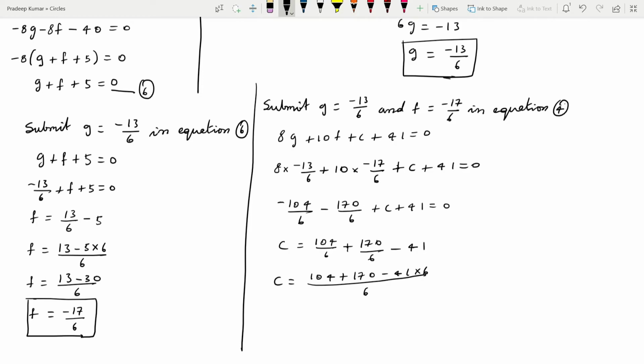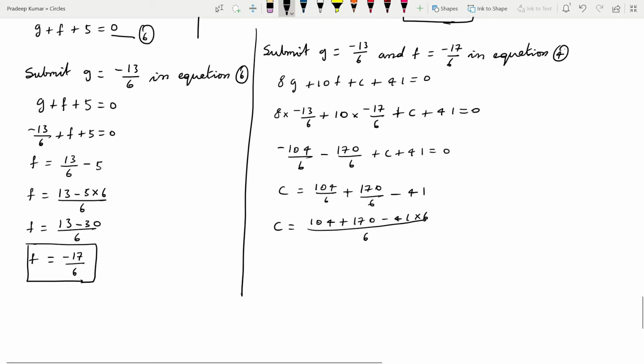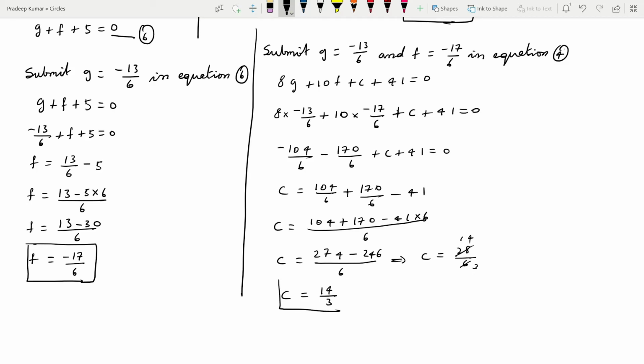So together, this is 104 plus 170, how much was it? That is c equal to 104 plus 170 is 274, minus this 41 into 6, that is 6 into 4 is 24, 6 into 4 is 24 and 2, 246 we are getting. So 274 minus 246 is how much? So that is c equal to, we are just getting it as 28 by 6. So if we just cancel here, 2 3s are 6, and this is 2 1s and 2 4s, which is 14. So we are getting the c value as c equal to 14 by 3. So we got g value, f value, and also we got c value.